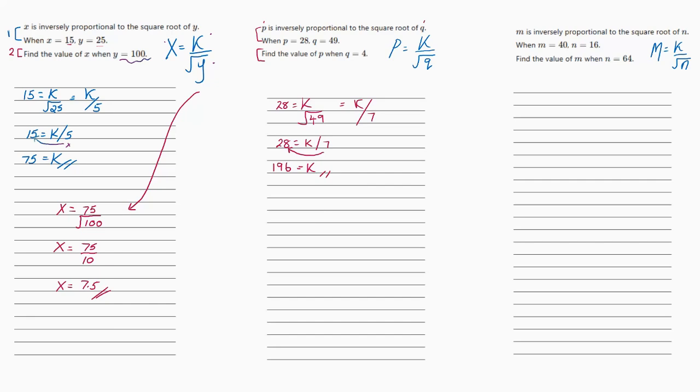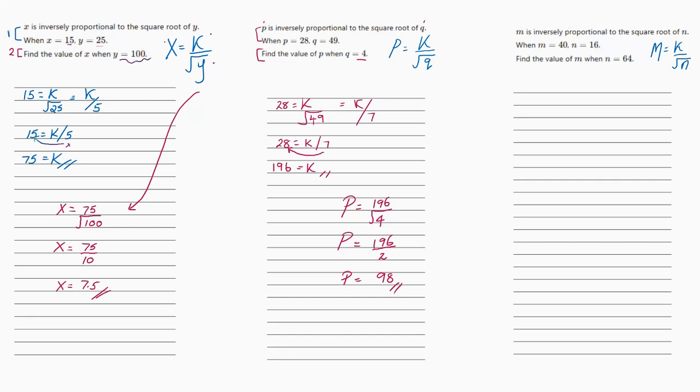Find the value of p when q equals 4. So this time we have to find p, and we've got our k, and we're going to divide it by the square root of our new q, which is 4. So p equals 196, and that's going to be divided by 2. So our p equals 98.